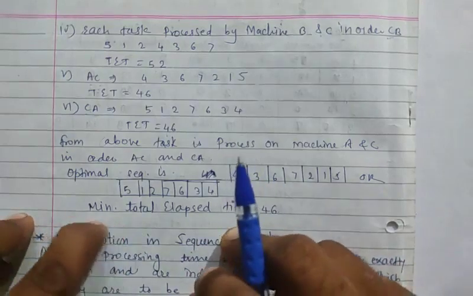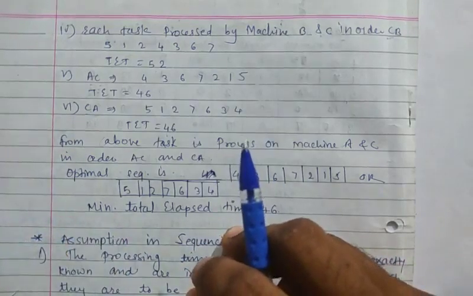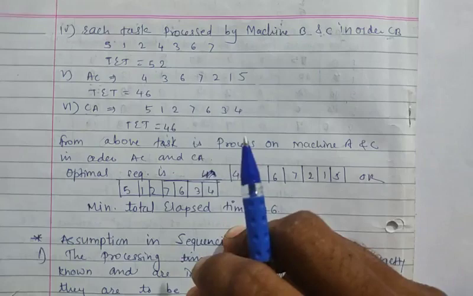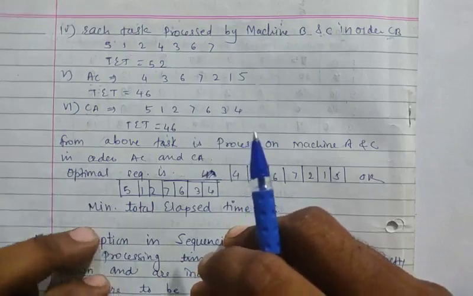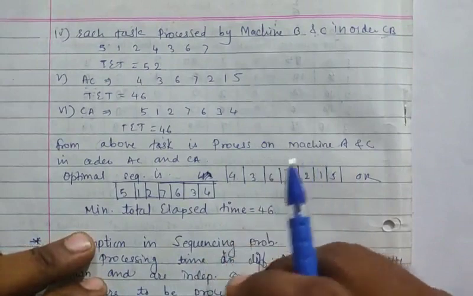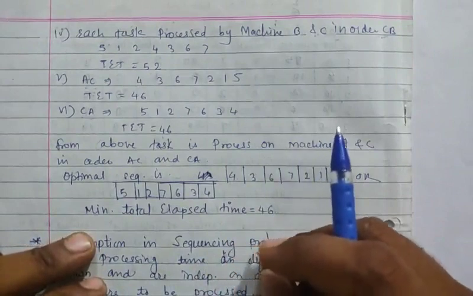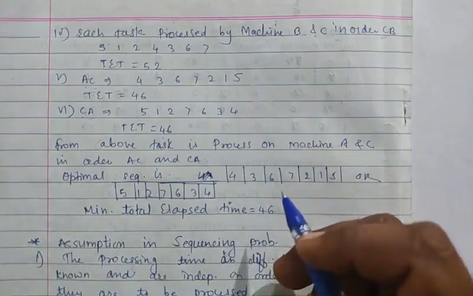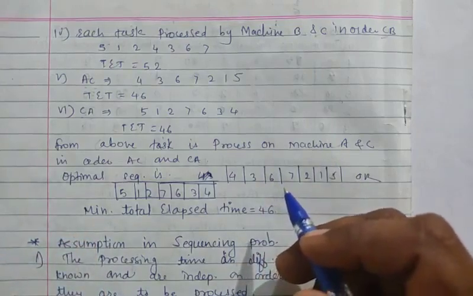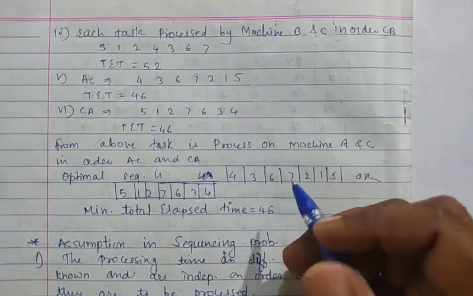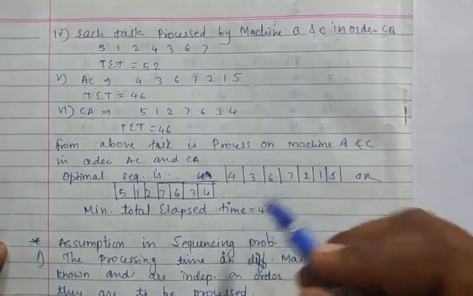In the previous example we converted processing n jobs through 3 machines into processing n jobs through 2 machines. We only need to check the condition: minimum Ai is greater than or equal to maximum Bi, or minimum Ci is greater than or equal to maximum Bi. If one of the conditions is satisfied, then we convert processing n jobs through 3 machines to processing n jobs through 2 machines. So this is the solution.